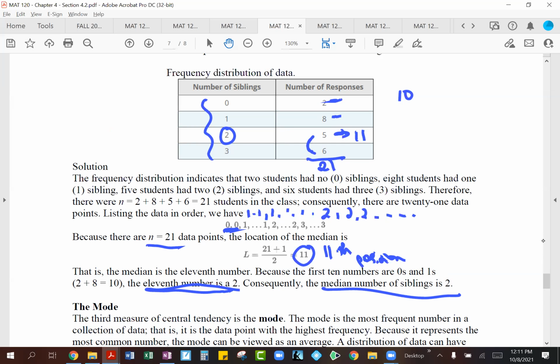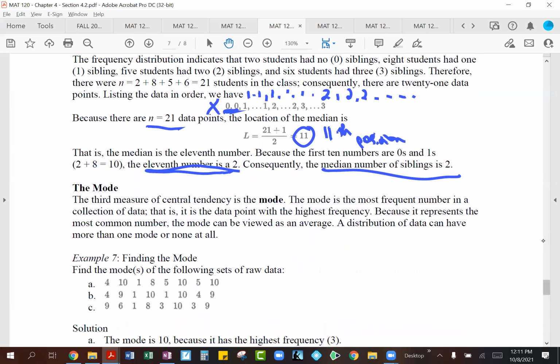If you count from the bottom, 6 plus 5 is also 11, so it still brings you to the same category of 2. That's actually what you do when you're trying to find the median with a frequency distribution, because trust me, you don't want to list all your data values out. That's going to be long and tedious when you have a bigger data set. So those are our 2 calculations, mean and median.